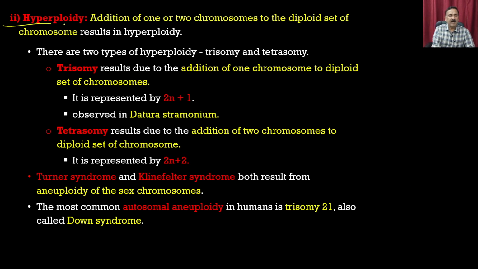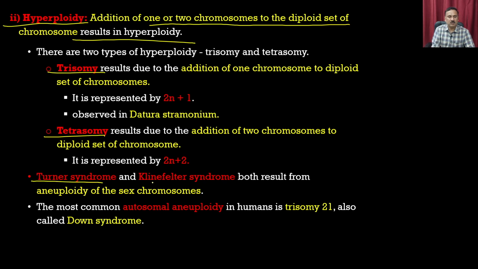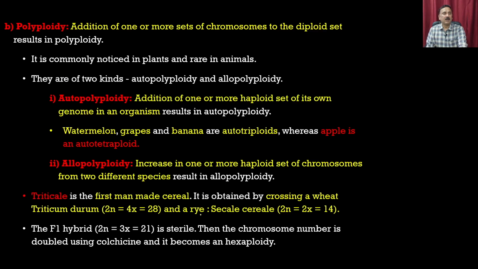Then we have hyperploidy. Hyperploidy is the addition of one or two chromosomes to a diploid set. So it could be trisomy, tetrasomy, Turner syndrome and Klinefelter syndrome. The most common autosomal aneuploidy is trisomy of chromosome 21, which is also called Down syndrome.